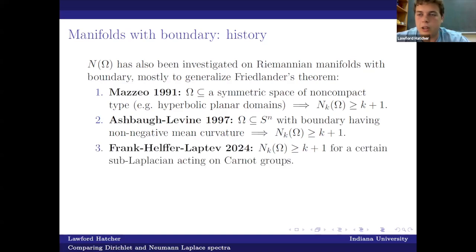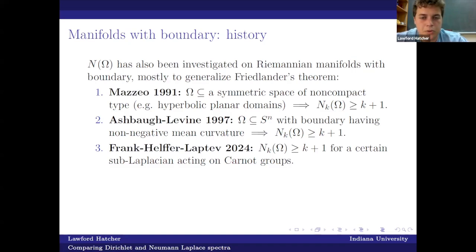And then more recent, and the last two results I want to give are mostly because they're very recent results. So very recently, Frank, Helfer, and Laptev showed Friedlander's inequality for subdomains of certain Carnot groups with the sub-Laplacian. So this is the only place in the whole talk that I'm going to mention that there are also generalizations of these sorts of theorems to other elliptic operators. So it's not always just for the Laplacian. And here's one example, working with the sub-Laplacian.